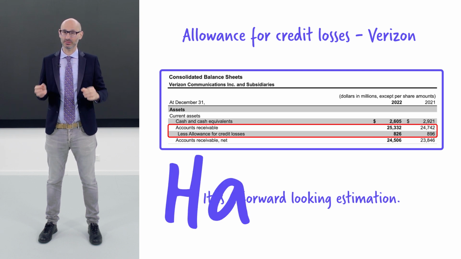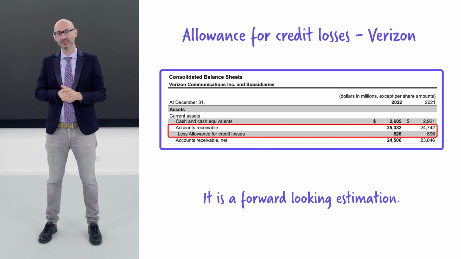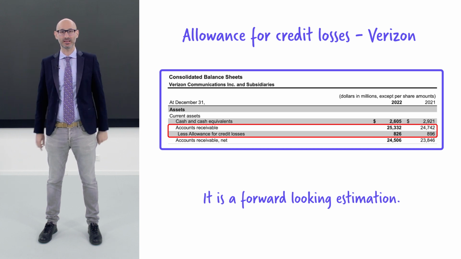Accounting is conservative. Ha ha ha. Losses have not happened yet. They will happen in the future. So we put an expense on the income statement from today.